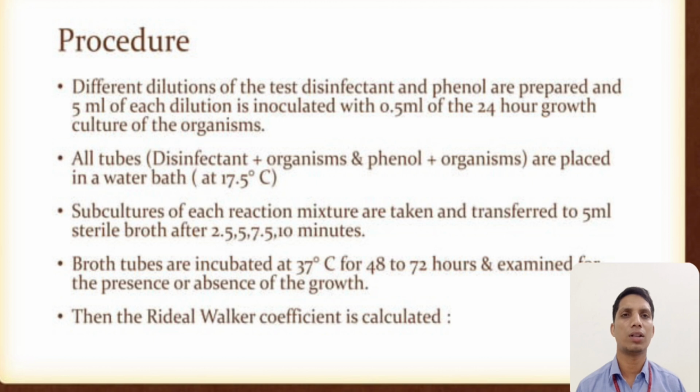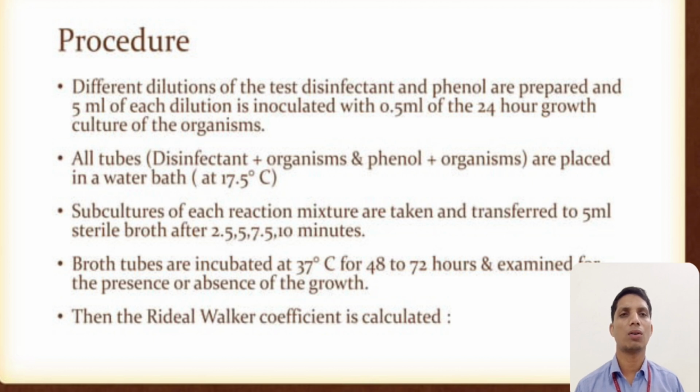Then this is subcultured for each reaction. Mixtures are taken and transferred to 5 ml sterile broth after 2.5, 5, 7.5 and 10 minutes. After that, the subcultures from the different tubes are taken for a fresh subculture. Then broth tubes are incubated at 37 degrees Celsius for 48 to 72 hours and examined for the presence or absence of growth of the bacteria which were inoculated at the start.